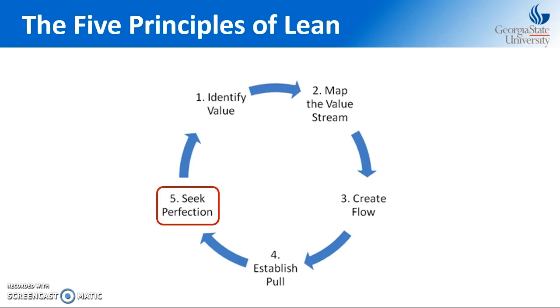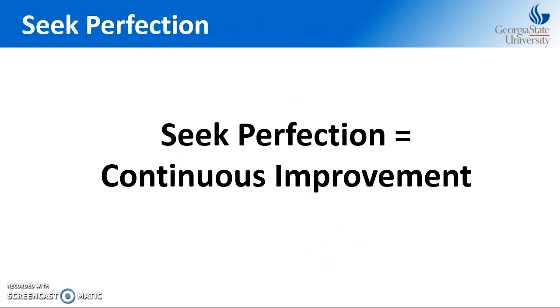The fifth principle of Lean is to seek perfection. When we talk about seeking perfection, we're really talking about continuous improvement. When we talk about continuous improvement, we are talking about constantly finding large or small ways we can make incremental improvements to our process. This isn't about dramatically redesigning the process. It is about taking what we do and constantly figuring out ways we can eliminate a little bit of waste here, a little bit of waste there, constantly improve the quality a little bit.